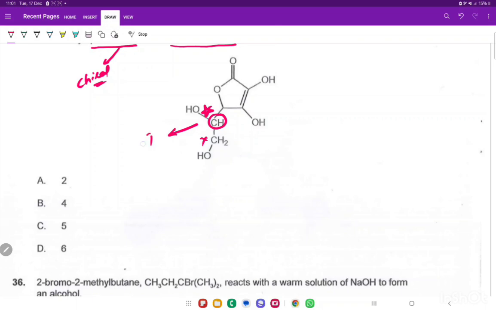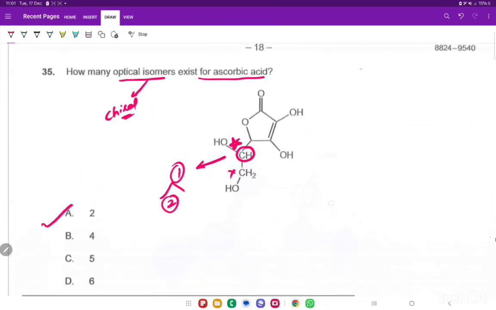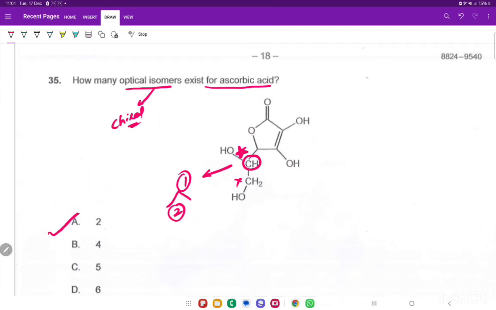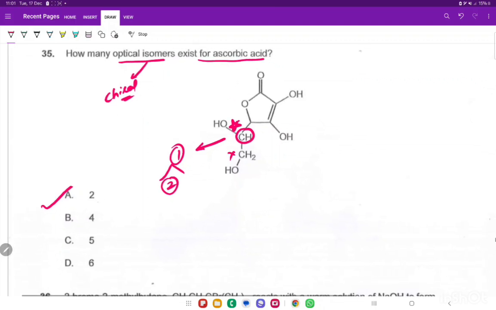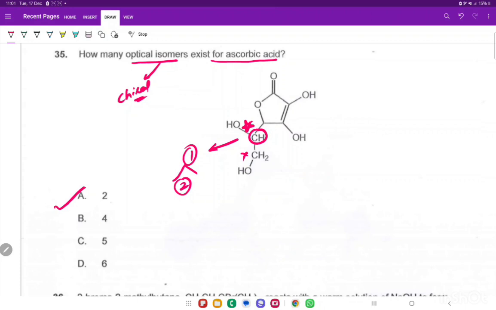Only one chiral carbon is present in this compound, and one chiral carbon can give you two isomers. The answer should be 2. Answer is A. This ascorbic acid has one chiral carbon, which is this CH, and this CH can produce two optical isomers. Hence, how many optical isomers? Answer is 2. Question number 35, answer 2.